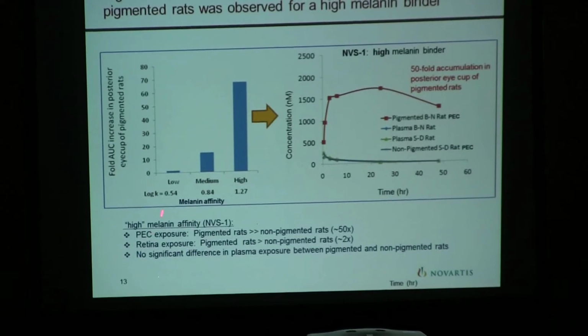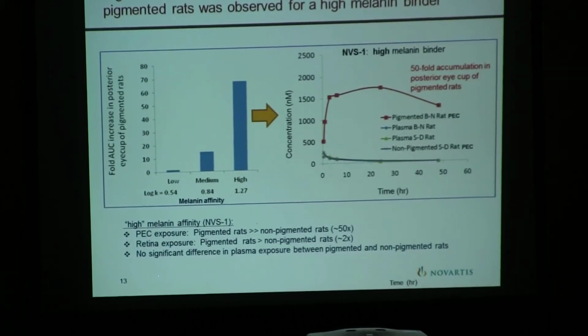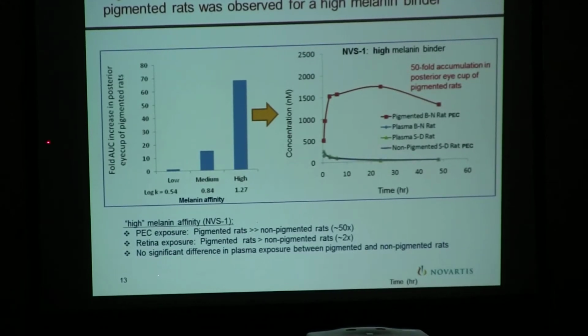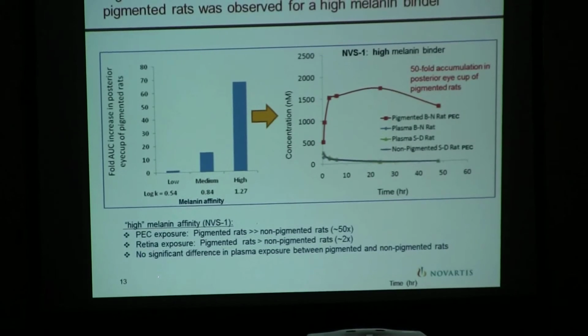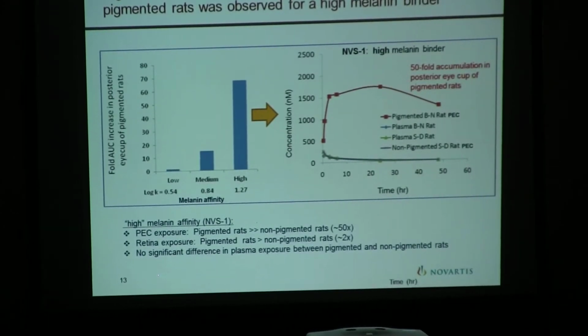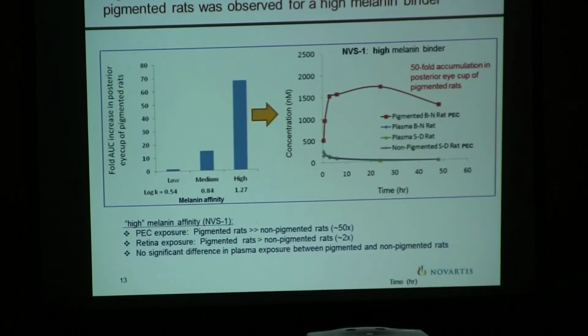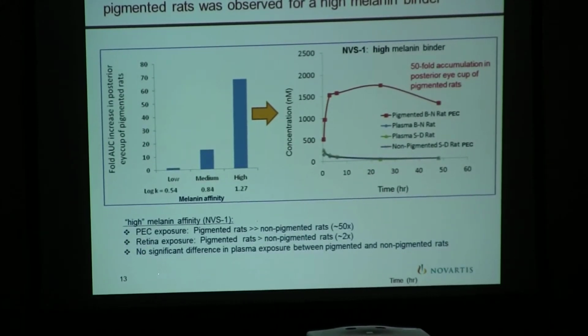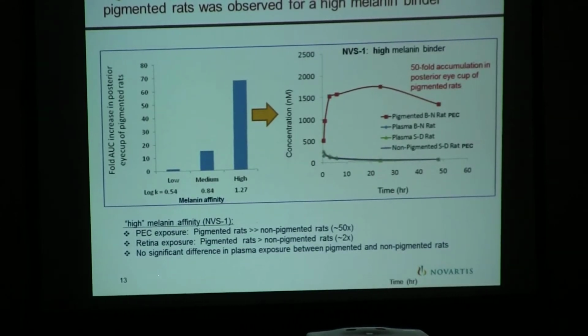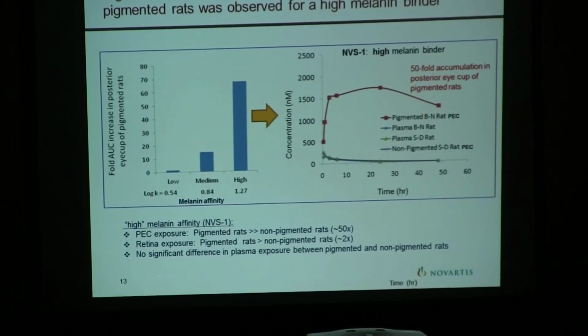So when you have a low affinity compound, you do not see a significant difference between the two species. However, as the affinity goes up, you start seeing a difference in their PK and in their AUC values. Specifically for the high affinity compound, you have almost 60-fold higher area under the curve. The drug stays longer in the eye, meaning the choroid, giving you higher AUC values.